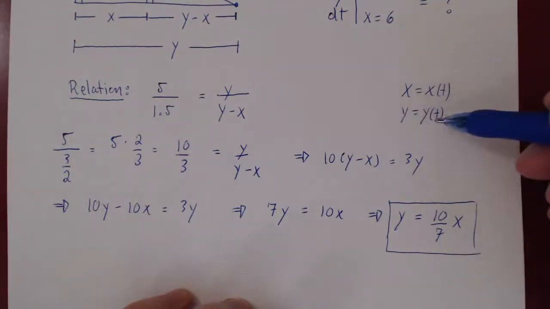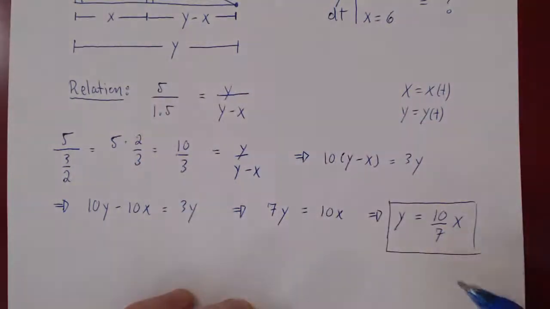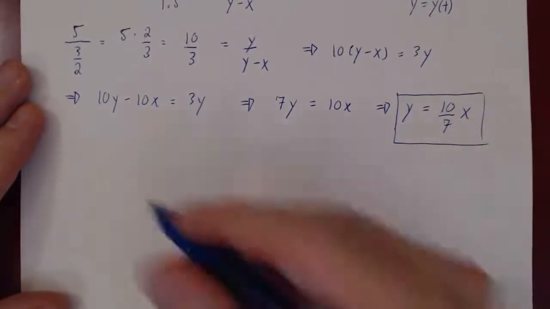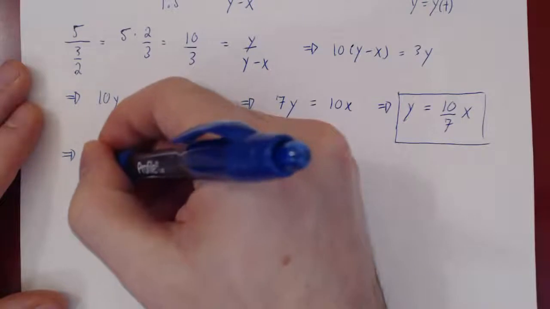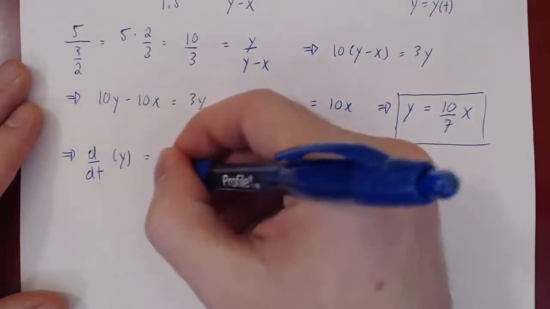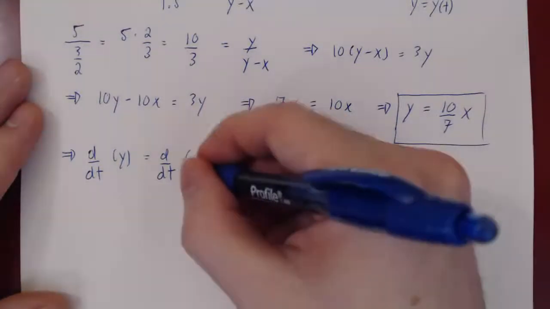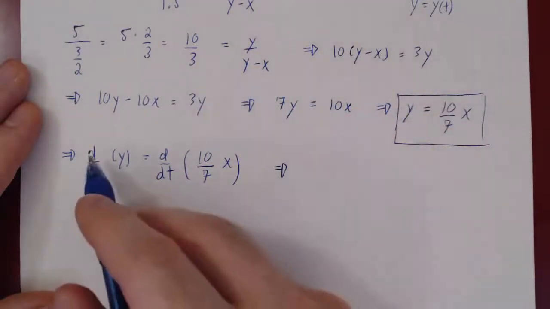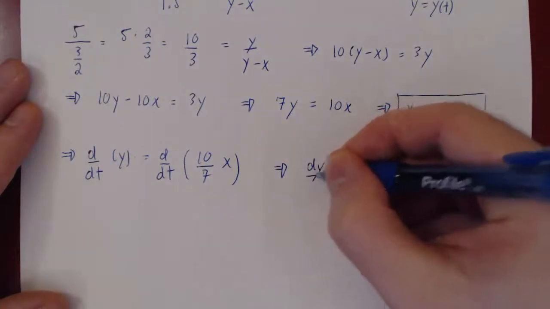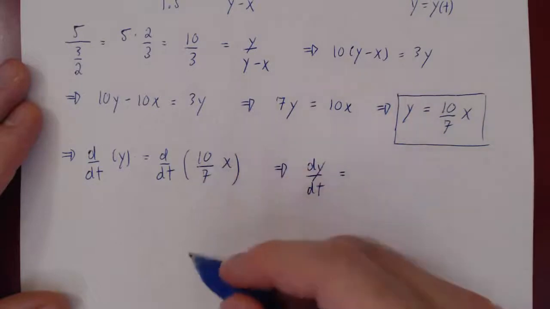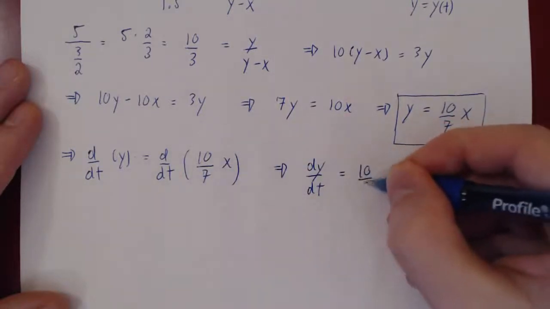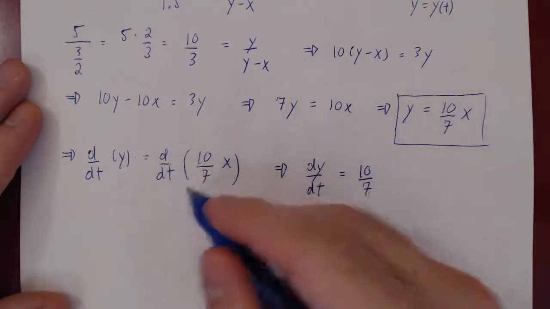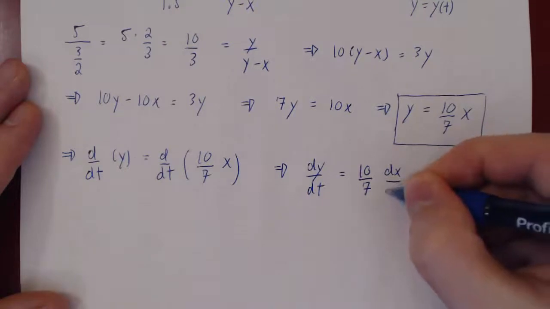x is a function of t, y is a function of t, because as t changes, both x and y are changing. So both the left and the right-hand side are functions of t. Therefore, they have the same derivative. So let's differentiate both sides with respect to t. The derivative of the left-hand side with respect to t equals the derivative of the right-hand side with respect to t. Well, this is just the derivative of y with respect to t, so it's dy over dt equals 10 over 7, which is a constant multiple, so it will just stay there, times the derivative of x with respect to t, and that's just dx over dt.